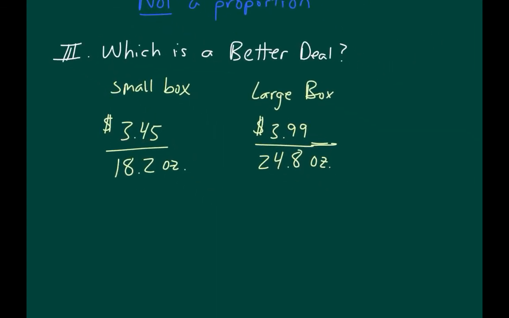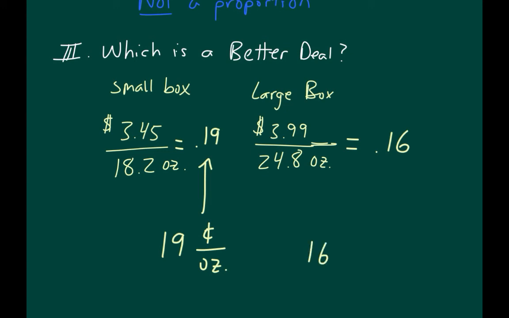So which one's a better deal? If you punch $3.45 divided by 18.2 into a calculator, this is going to equal 0.19. In other words, it's $0.19 per ounce, or 19 cents per ounce. For every ounce of cereal that you're getting, you're paying 19 cents. If you do the $3.99 divided by 24.8, you get 0.16. So for the large box, you're getting 16 cents per ounce of cereal. So which one's the better deal?